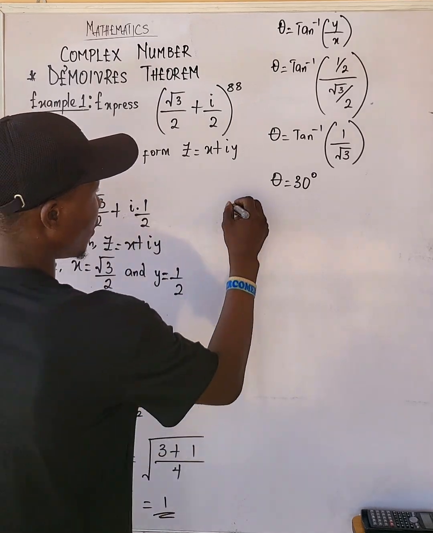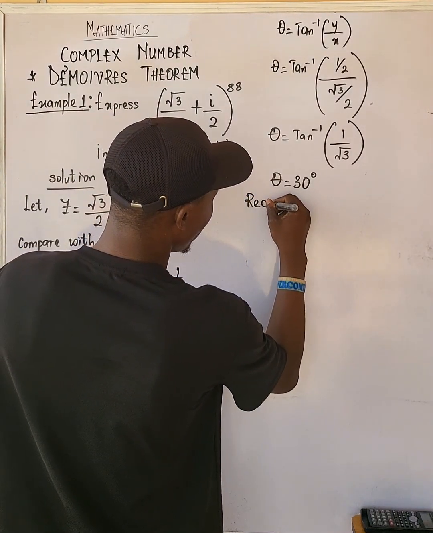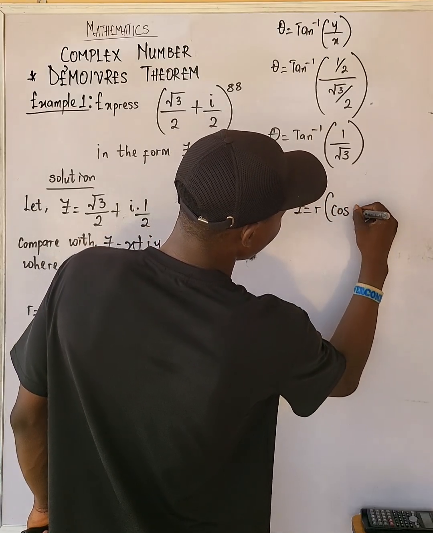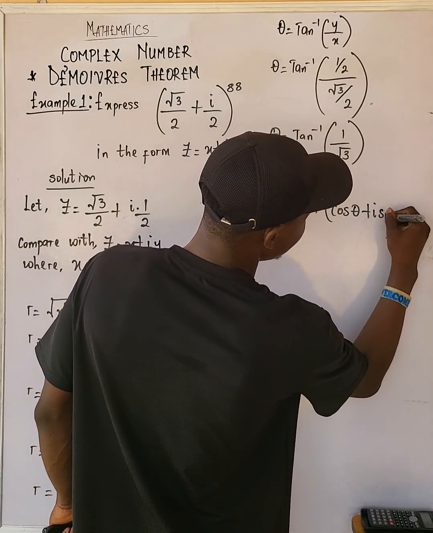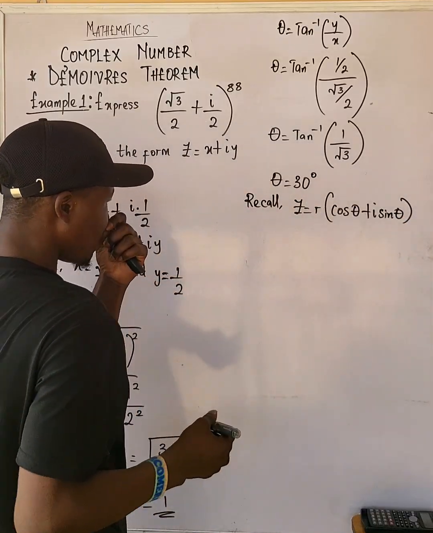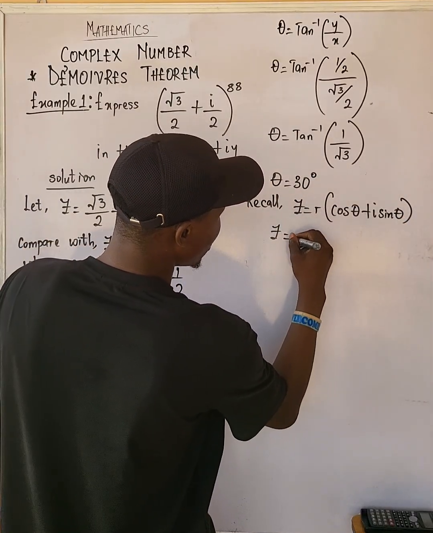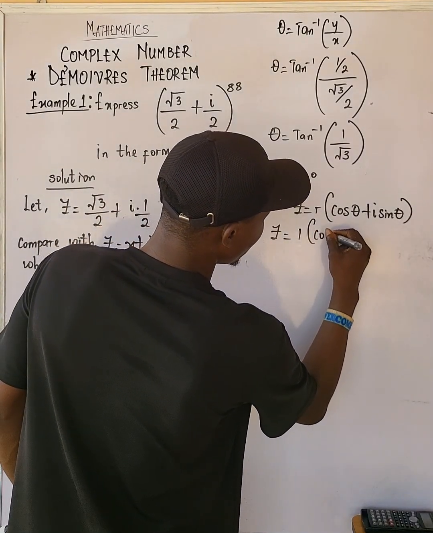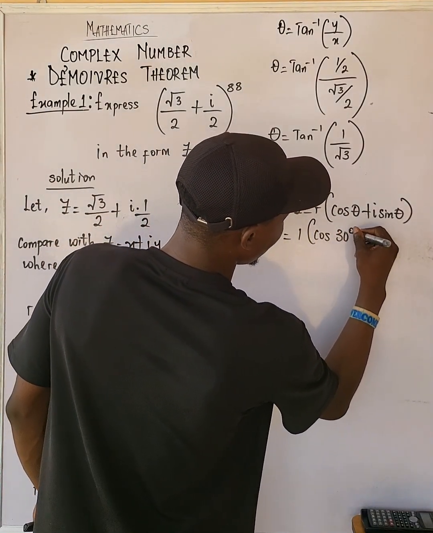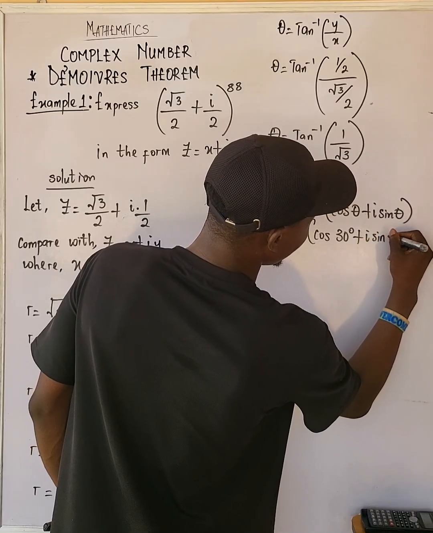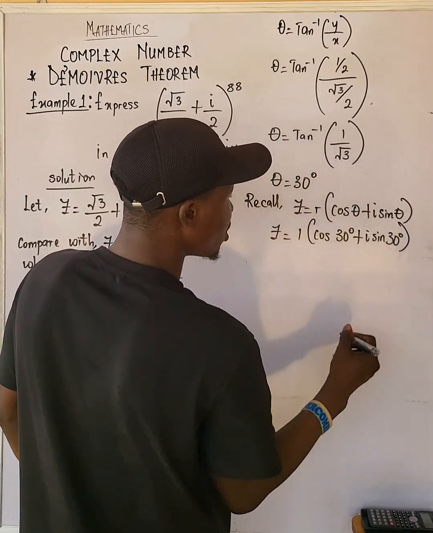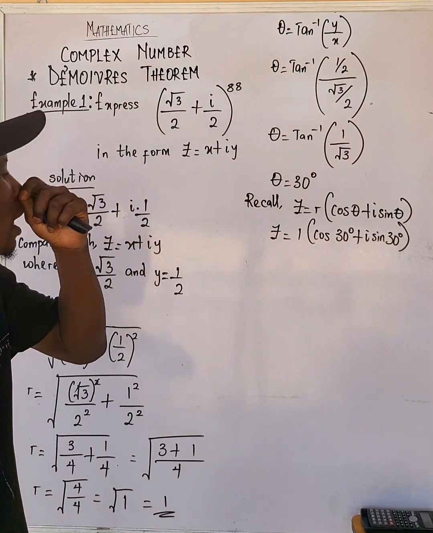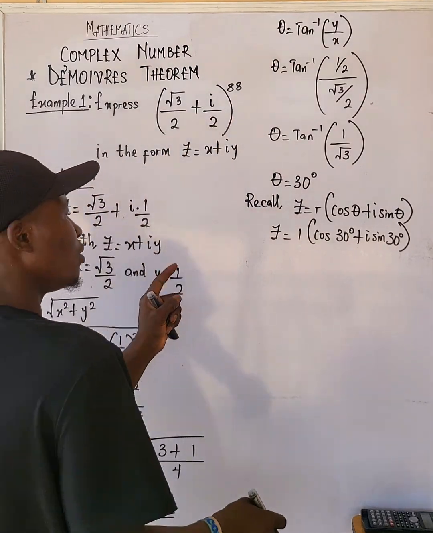Let's return it back. Recall the formula that says z is equal to r into bracket cos theta plus i sin theta, right? So when we return it back inside this formula, our complex number z will be, what's our r? 1. Then cos 30 degrees plus i sin 30 degrees. But this is not where we are going to, right? Now it has a power of 88. Meaning we are to use the De Moivre's formula. So recall the De Moivre's formula.